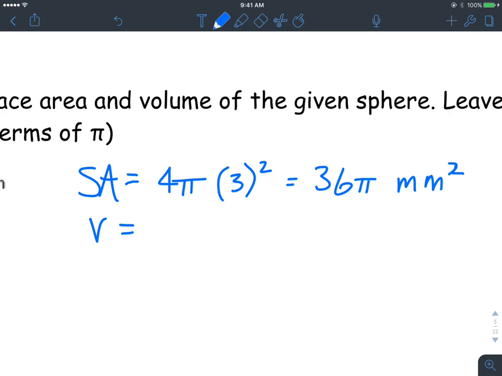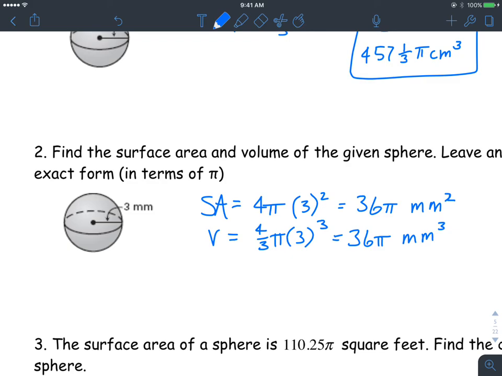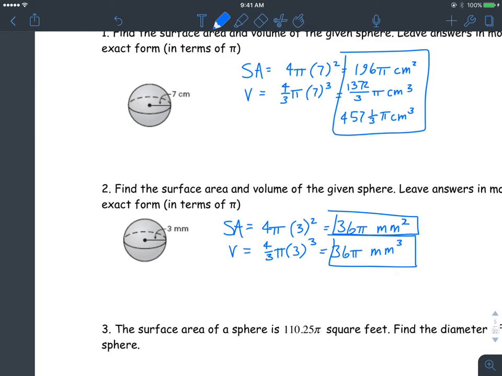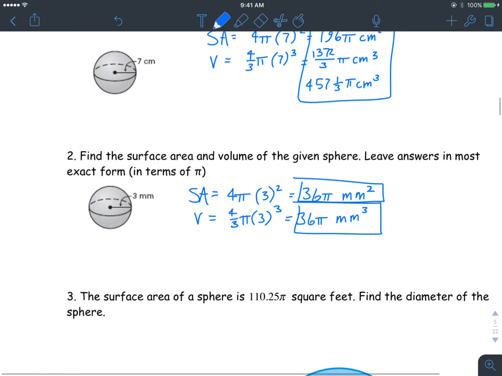And then volume, that'll be 4/3 pi, and then 3 cubed. This is almost one you can do in your head. That's 27, and then 27 divided by 3 is 9, and then 9 times 4 is the 36. So this is a really strange case where the numbers come out the same. It's 36 pi and 36 pi. But remember, you have different units. One of them's in meters squared, and the other one's in meters cubed. So one of them's a 2-dimensional unit, one of them's a 3-dimensional unit.